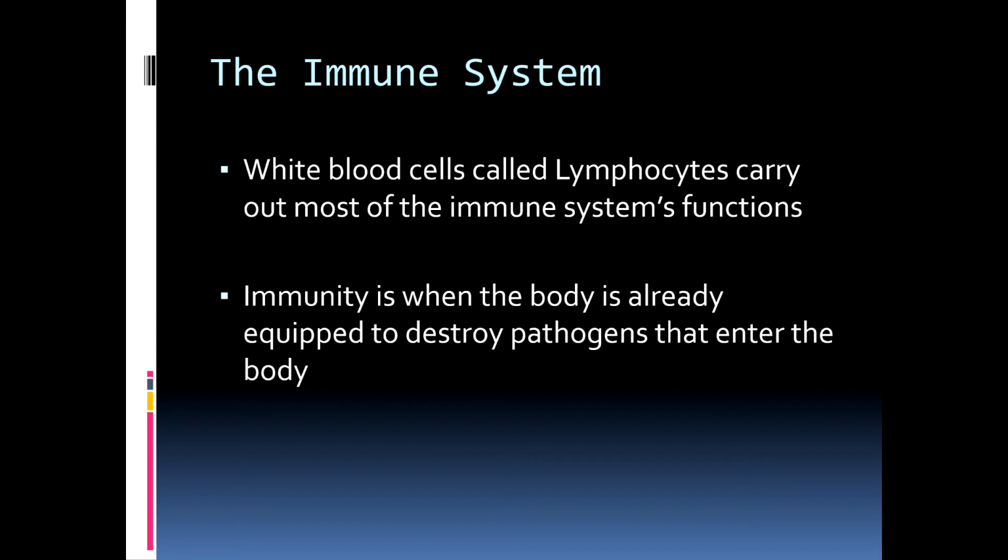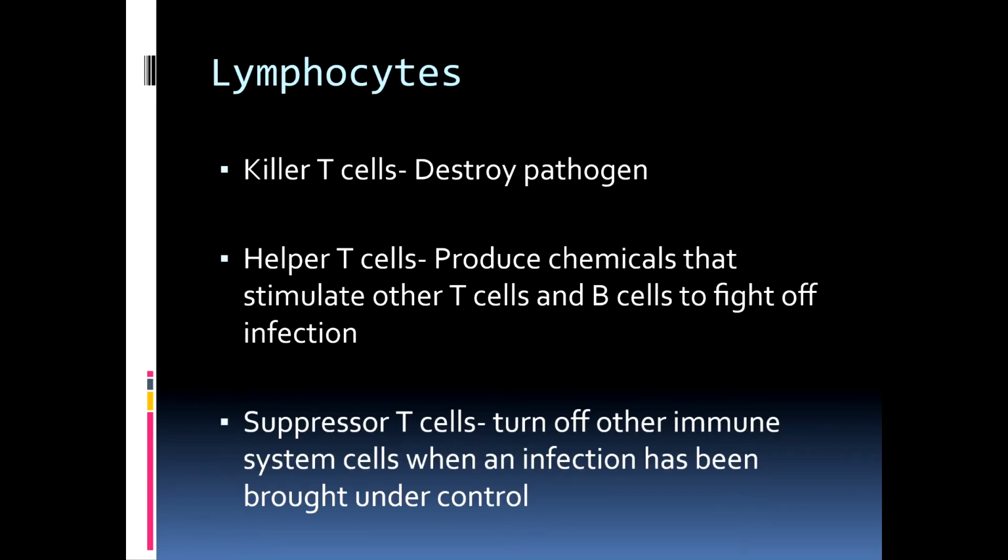The immune system. We're going to talk about the white blood cells. And white blood cells called lymphocytes. They carry out most of the immune system's functions. And immunity is when the body is already equipped to destroy a pathogen that enters the body. So some of the lymphocytes that we're going to talk about here, we're going to talk about the T cells. We're going to talk about them in order of the way that they interact in the body with your immune system. So first up on deck, we have the helper T cells.